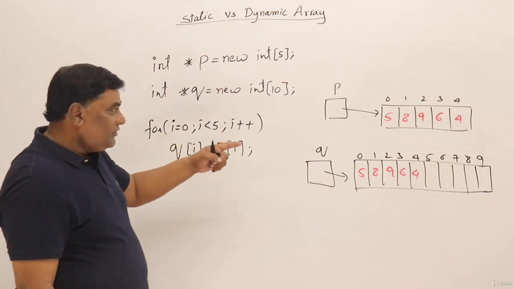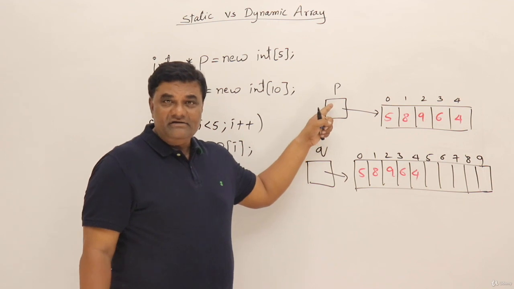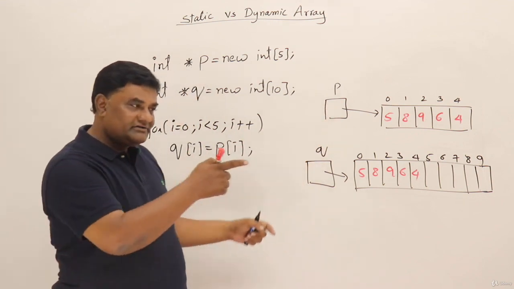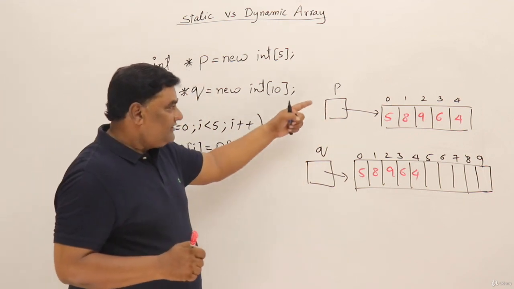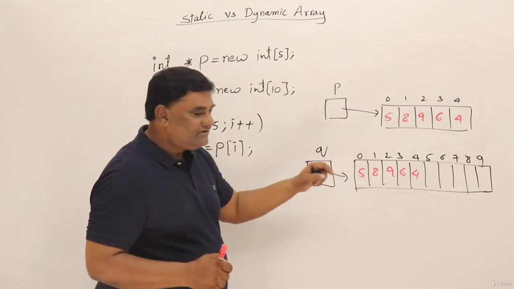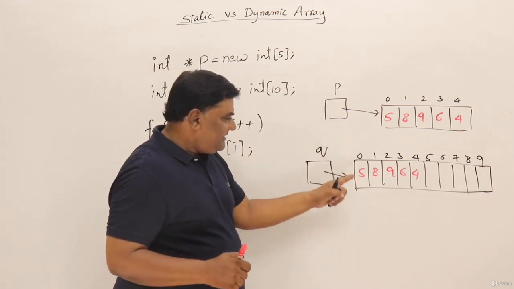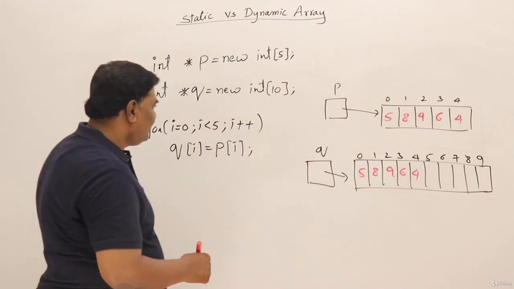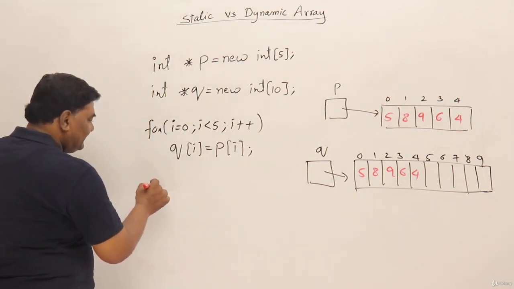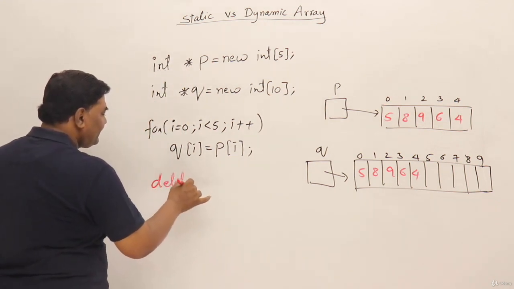Next, we want to increase the size of this P. Actually, P is a pointer. P is pointing on so and so array now. Now you have to make this P point on this one. But before making P point on that one, let us delete that array. So here say delete P.